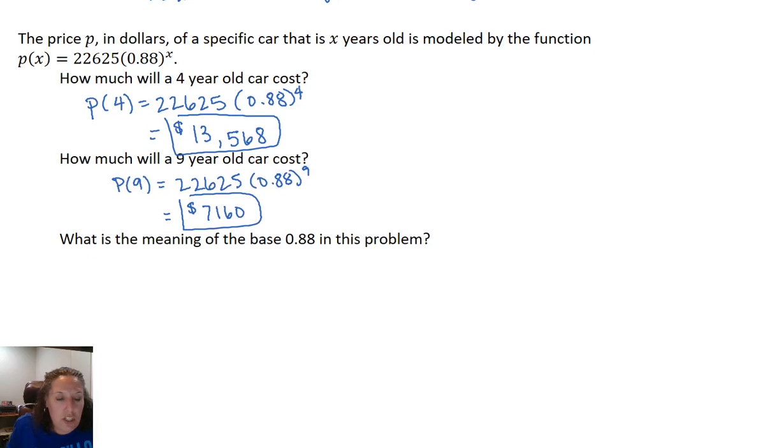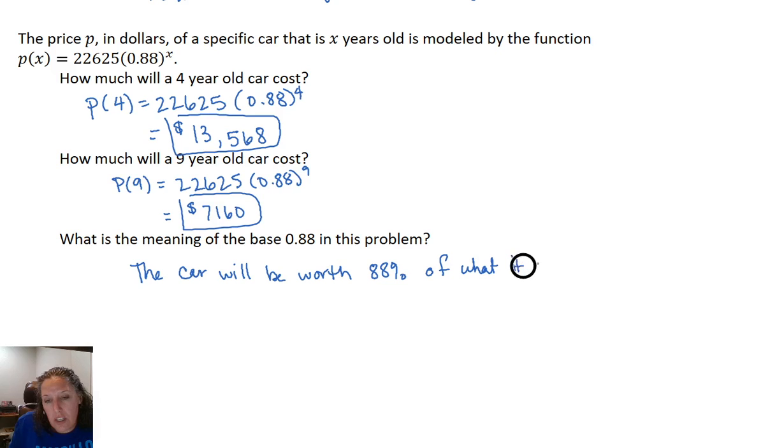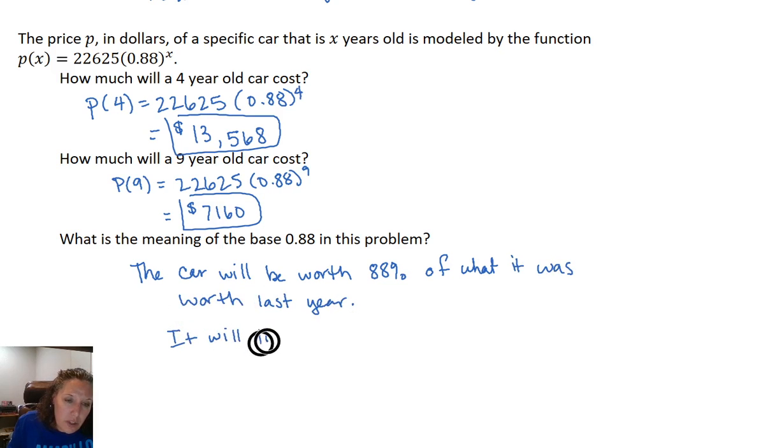All right, our last question here is, what is the meaning of that base of 0.88 in this problem? What that is giving us, similar to the last one, is that the car is only going to be worth 88% at the end of that year. Just like the light is only 95% of what it was going in, the car will be worth 88% of what it was worth last year. Another way of saying that is it will lose not $12, but 12% of its price each year, or of its value each year.